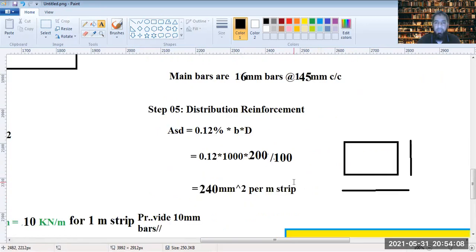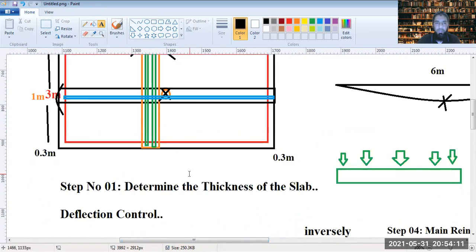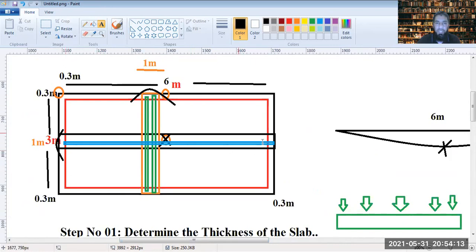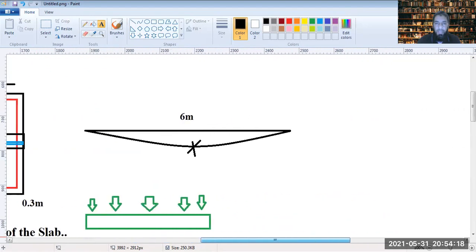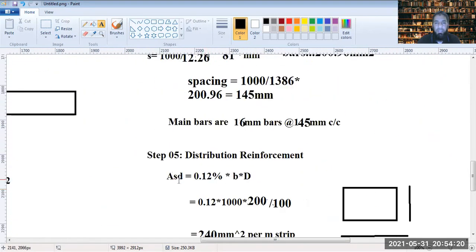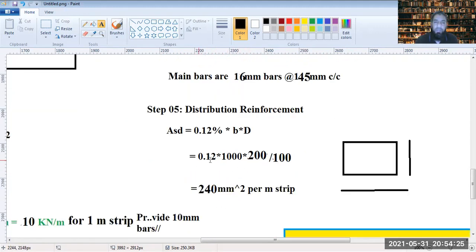Next comes the distribution bars, or the distribution reinforcement. Now the distribution reinforcement is provided along the longer direction. Here in this case, the distribution reinforcement would be 0.12% of b cross d. So it's 0.12 into 1000. That's 1000 is the b, the unit strip along the longer direction. This is again from the code IS 456, where it's mentioned that the distribution reinforcement has to be 0.12% if it's a high deformed bar.